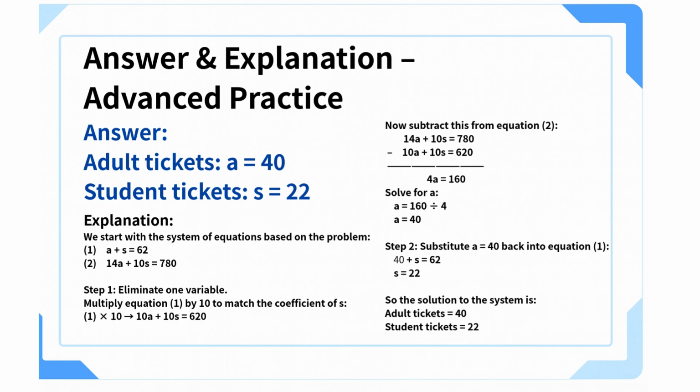Next, substitute A equals 40 back into the first equation. 40 plus S equals 62, so S equals 22. That means 22 student tickets were sold. Therefore, the solution to this system is adult tickets, 40, student tickets, 22.